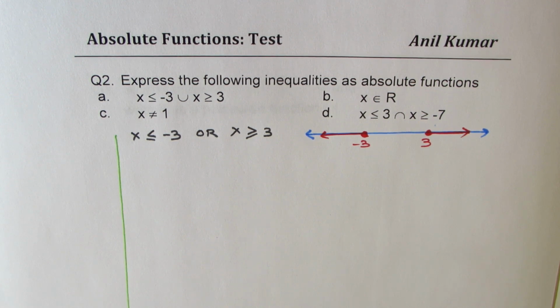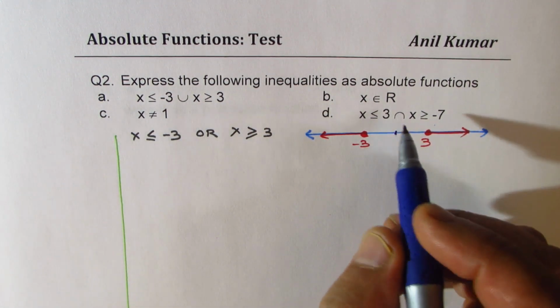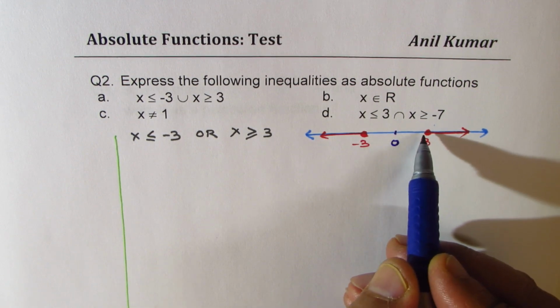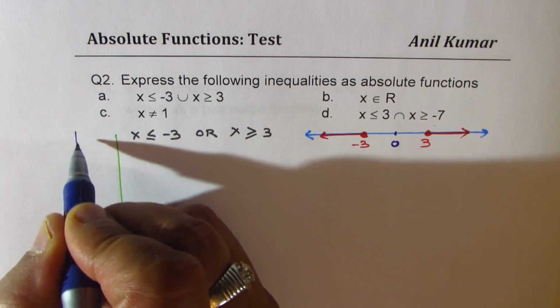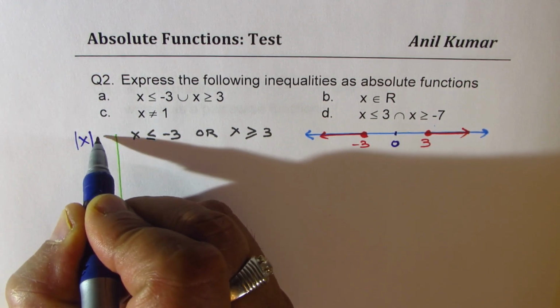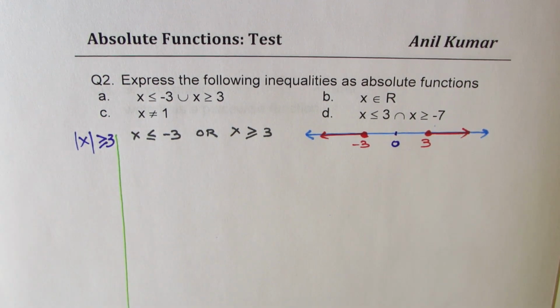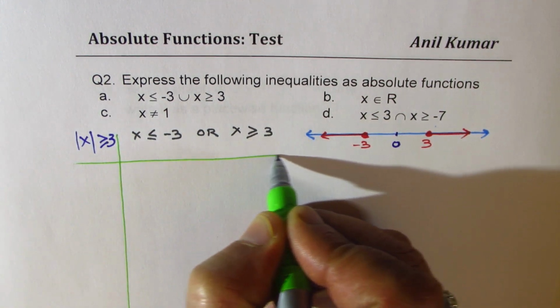Well, that's not very difficult. What we really see is that absolute value of x is actually greater than or equal to 3, right? So we could write this as absolute value of x is greater than or equal to 3. So that becomes the solution. Clear? Perfect, right? Now let's take up part B.